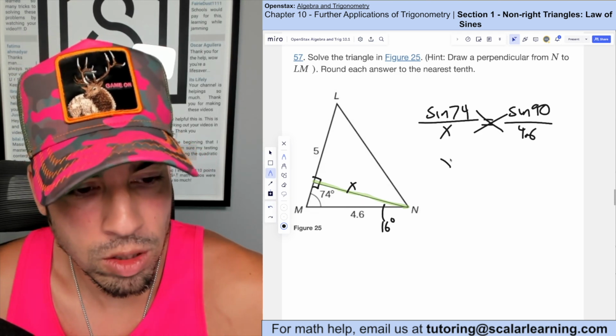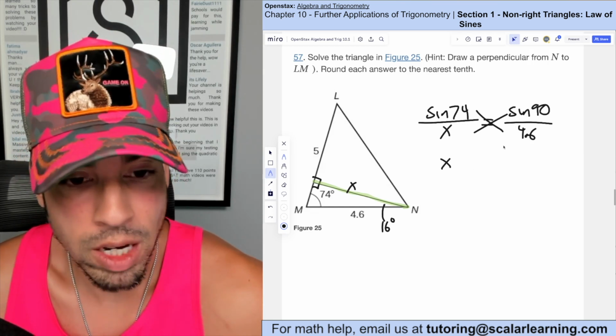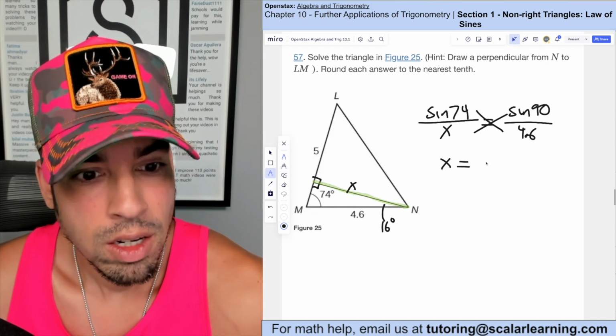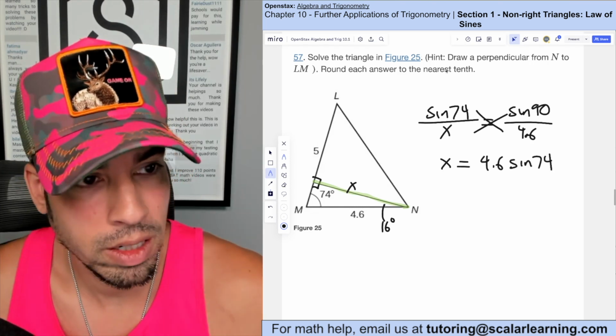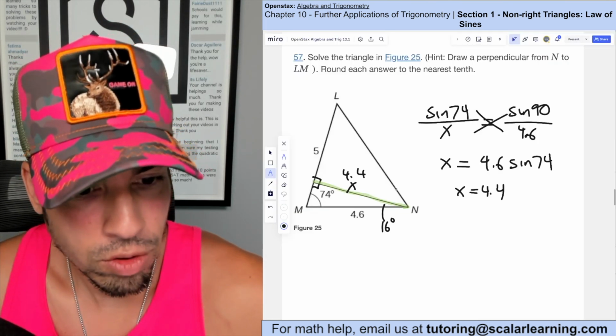We're going to cross multiply, so I got X. By the way, sine of 90 happens to be 1, so if you know that, cool, because then we don't even need it. We can just say 1 times X is just X, is equal to 4.6 times sine of 74. So let's plug it into Desmos. And we get 4.4. So we'll say this side here is 4.4.